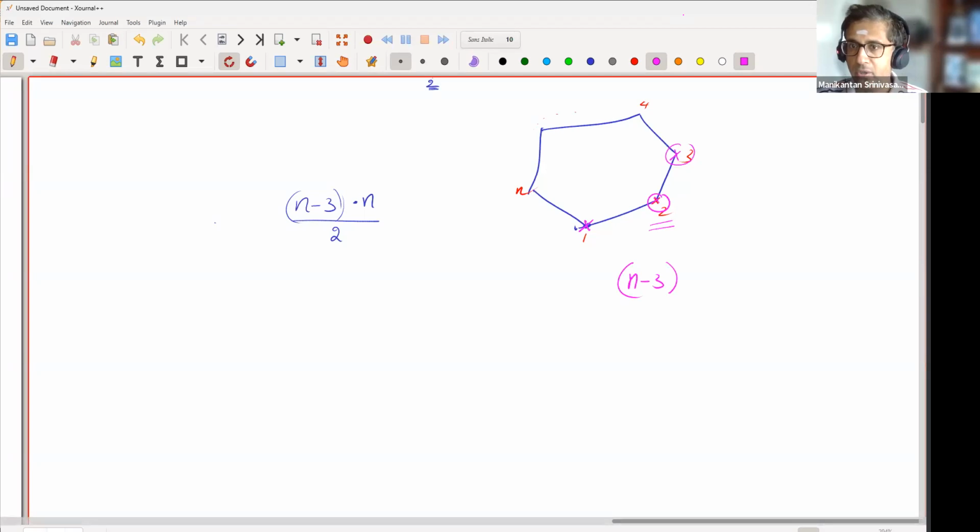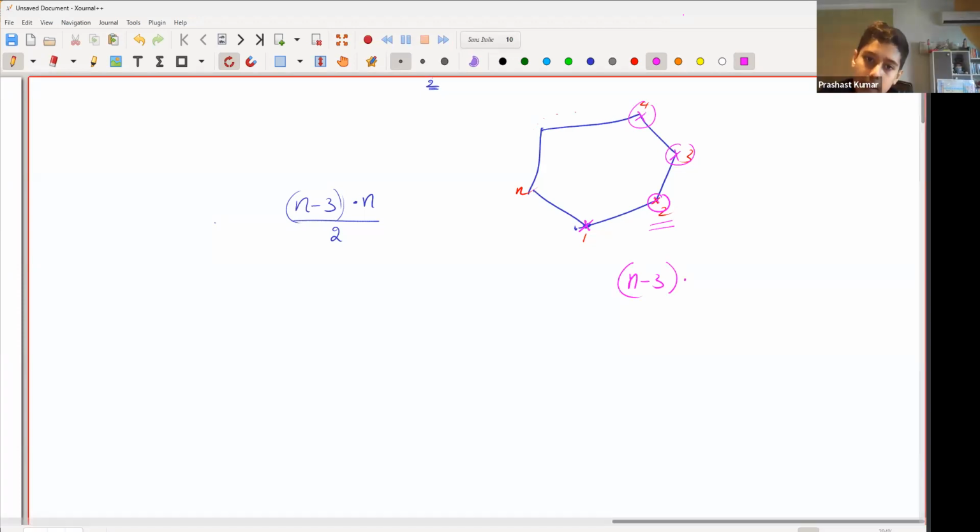Okay, and the same applies when you go to, if I count from 3, the same thing. From 3 you cannot draw a diagonal from 3 to 3. You cannot draw 3 to 4. You cannot draw 3 to 2. So you can only draw n minus 3 from the vertex 3. And so therefore we multiplied by n because of the vertices.